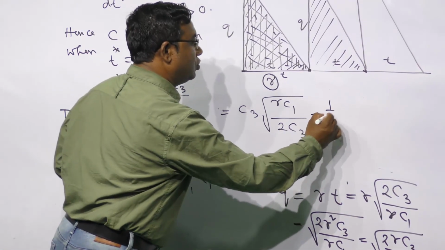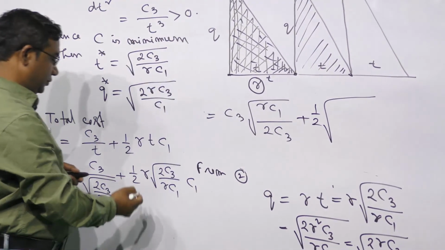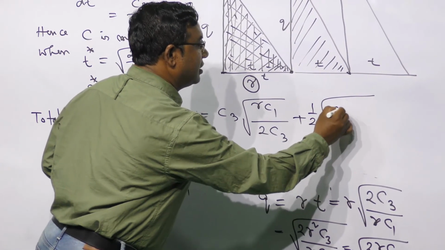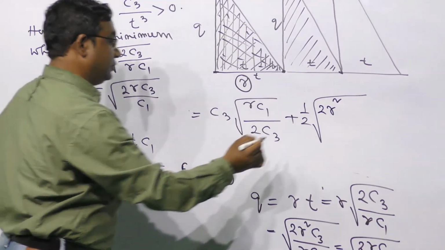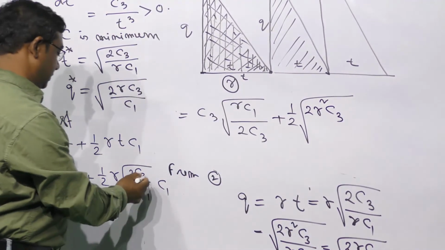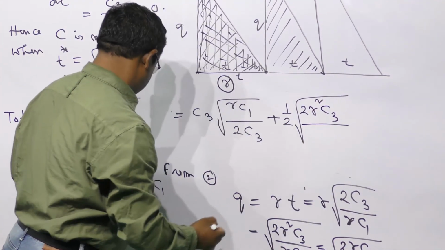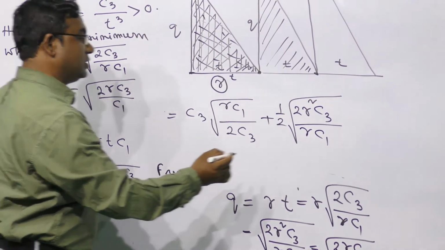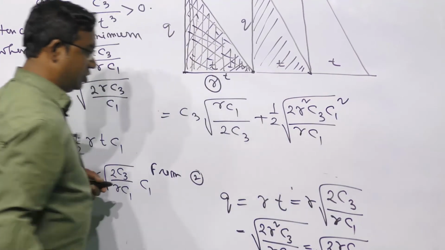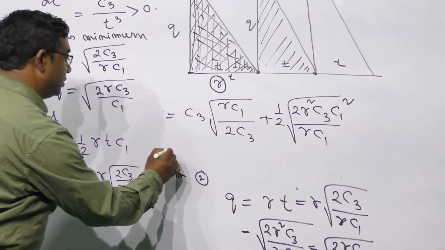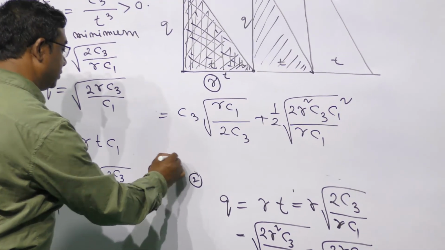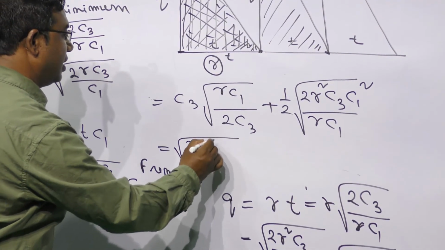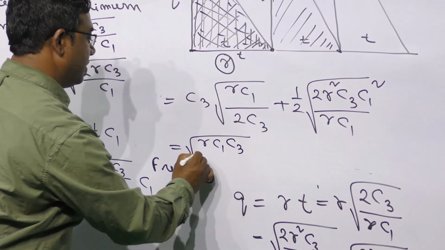this is 1 by 2, so you bring this R inside, twice R square C3 by R C1, then you bring C1 also here, C1 square. So this is equal to root over, you bring C3 here, R C1 C3 by 2.